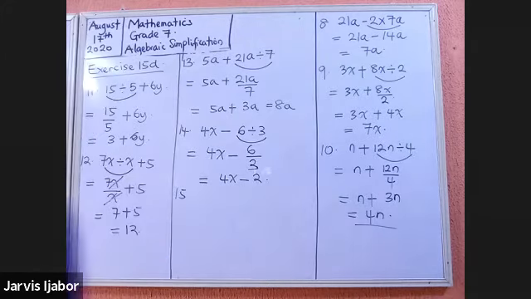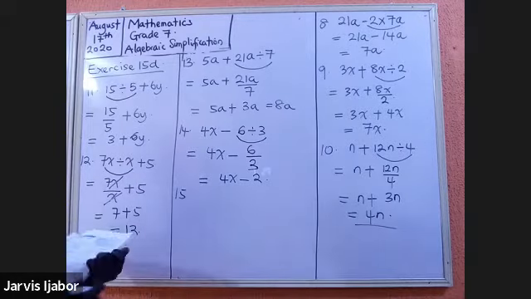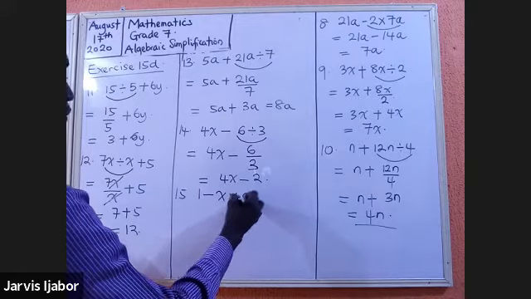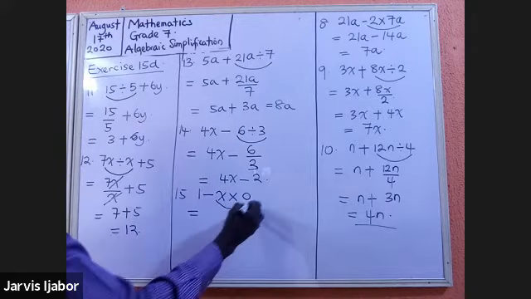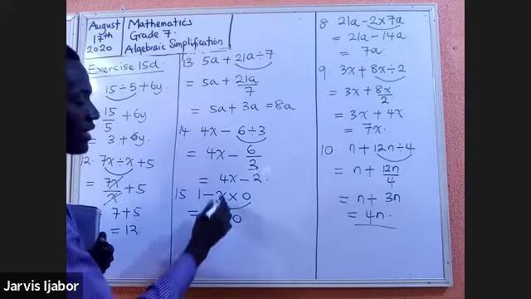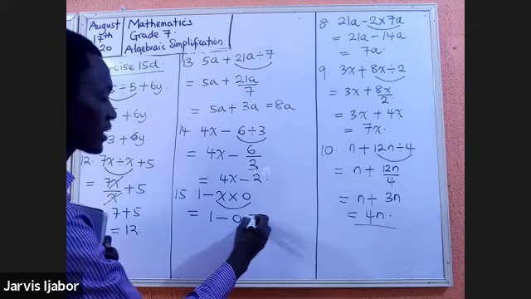Question 15. Are we all together? All right. Now question 15. 1 minus x times 0. We'll do the multiplication first. 1 minus 0. Anything multiplied 0 is 0. So your answer becomes 1.